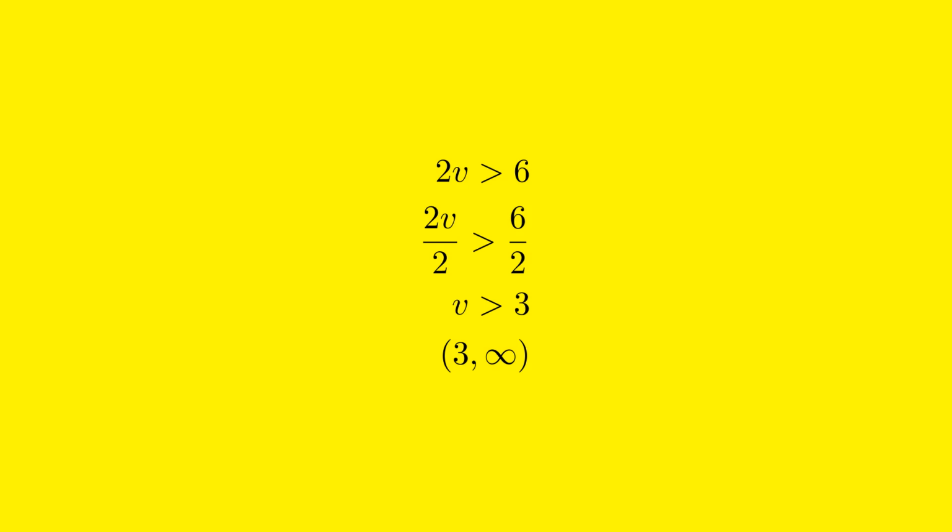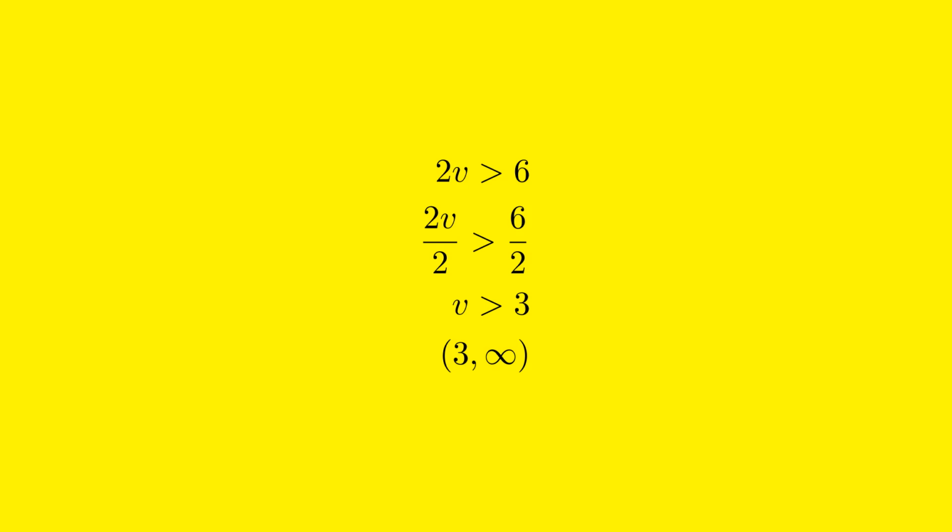This means we will take the term 2v and divide it by 2, and we will also take the number 6 and divide it by 2. Dividing both sides ensures that the inequality remains balanced and true. When we divide 2v by 2, we are left with v. When we divide 6 by 2, we get 3. Therefore, our inequality now reads v > 3. This is our final step because we have successfully isolated the variable v.